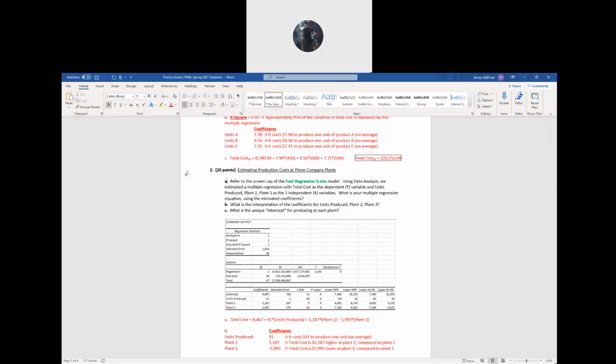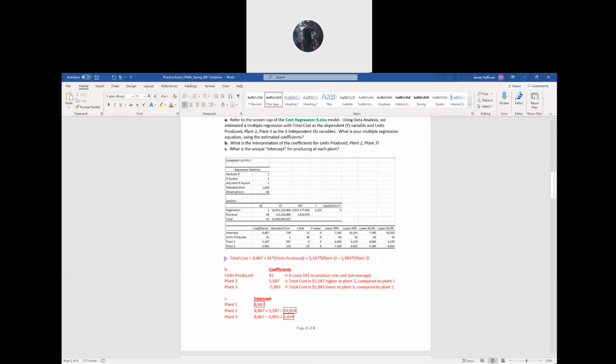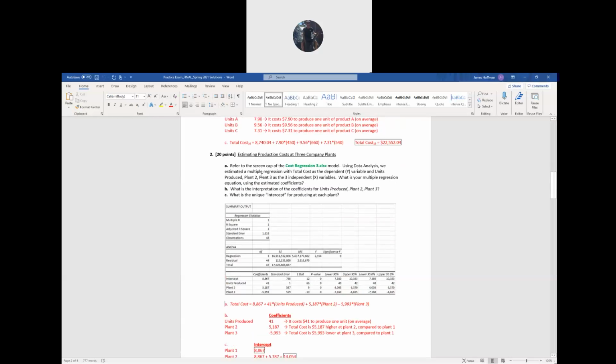Okay, this is the introduction of binary or dummy variables. So refer to the screen cap of cost regression 3 using data analysis. We estimated a multiple regression with total cost as the dependent variable and units produced, plant 2 and plant 3 as the 3 independent variables, the x variables. So what is the multiple regression equation using the estimated coefficients? For this one, just look at the coefficients and write out your equation with total cost again as the y variable. Okay, so this one you don't even need the data. You just need the summary output.